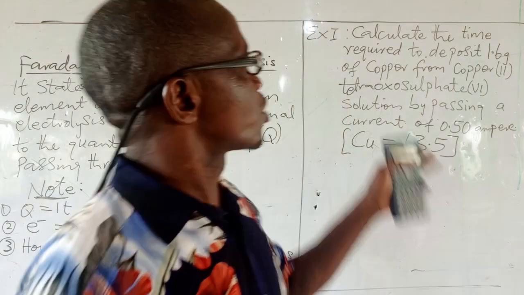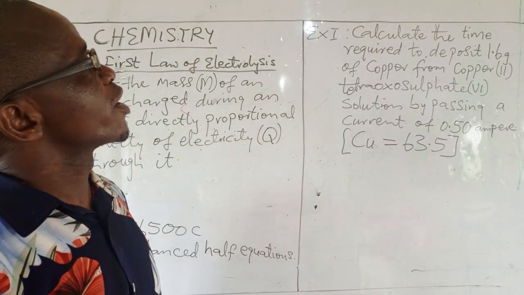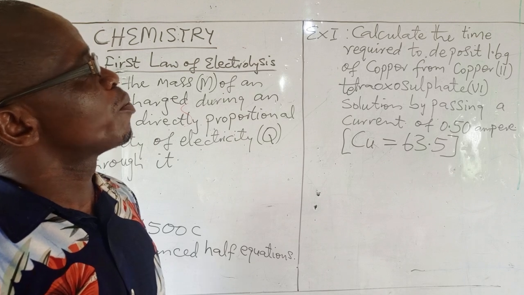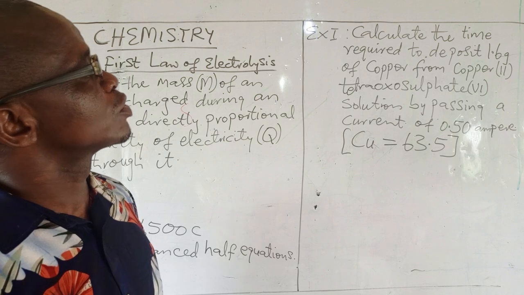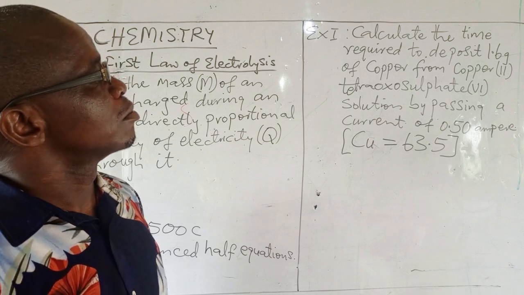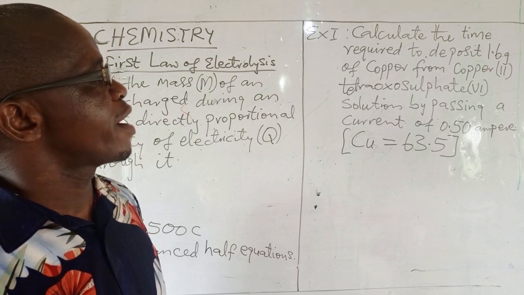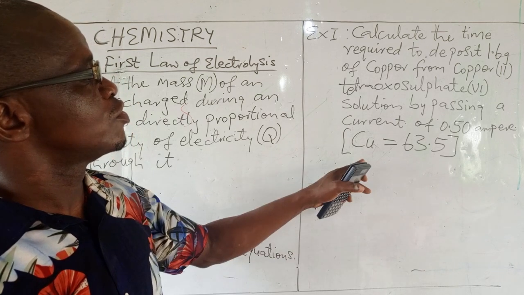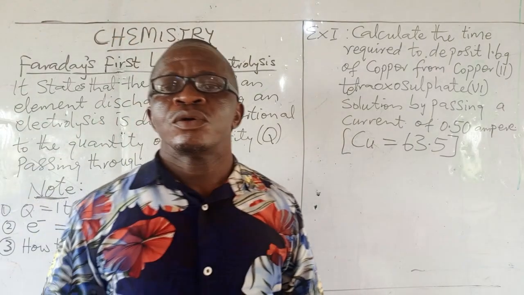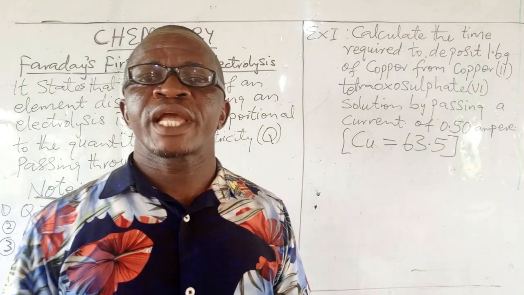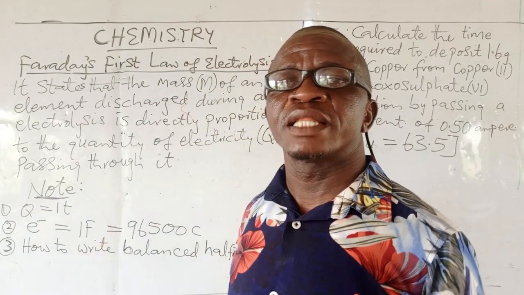Now let's see this problem. Example 1. Calculate the time required to deposit 1.6 gram of copper from copper 2 tetraoxosulfate 6 solution by passing a current of 0.50 ampere. They have given you the atomic mass of copper. Now let's see the steps that we should be using to get that. Remember the 3 points that I asked you to note.